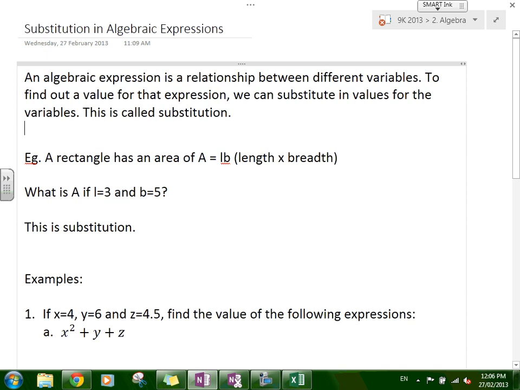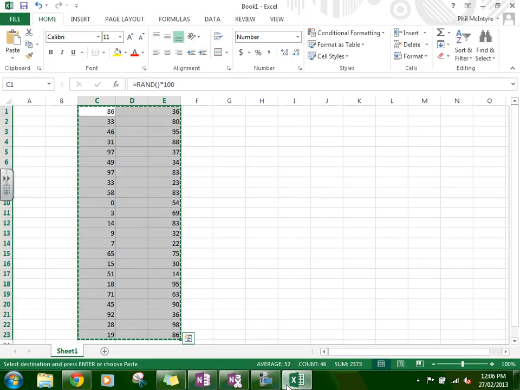But of course, I don't just want to know generally about rectangles. I may want to know a particular size rectangle. What if a rectangle has length of 3 and breadth of 5? And so that's when I need to find out.